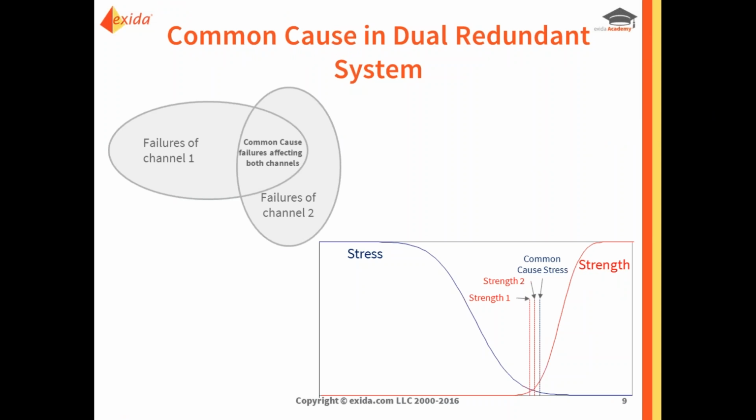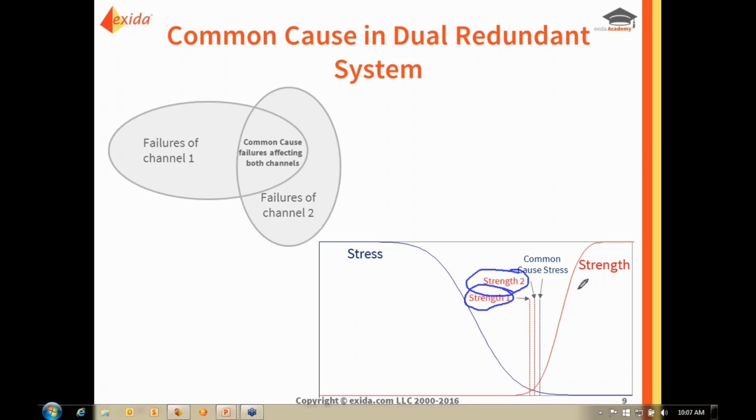So that's a way to represent how common cause fits within a dual channel system. Another way to look at it is, if we look at the bottom right, we just consider a stress distribution and a strength distribution, and for a given scenario we have two stresses. We have two strengths for a dual redundant system, strength 1 and strength 2, and then we have a common cause stress that is simply greater than the two individual strengths. And when that happens, both units will fail at the same time.